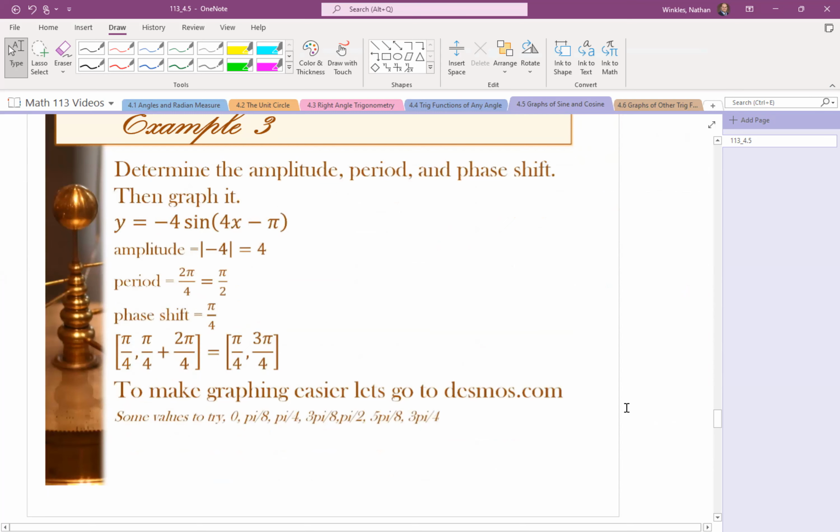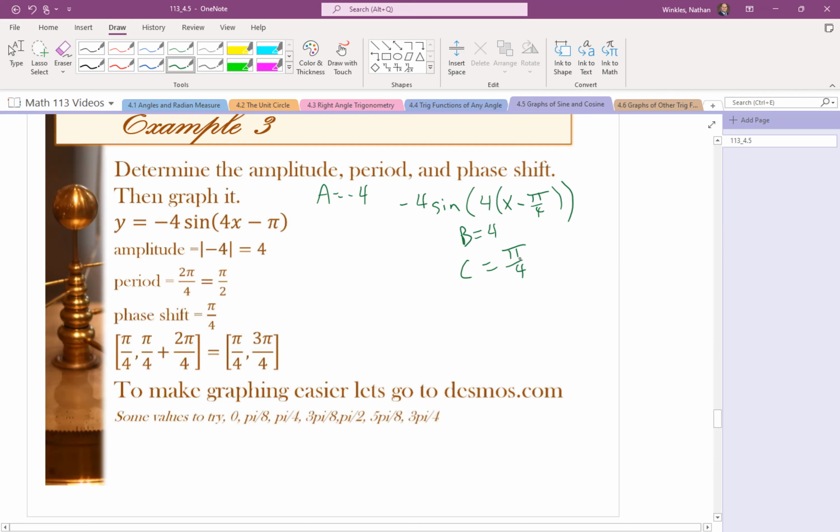So this one's a little bit different in terms of what we're doing, but we're still going to do the same thing, that our A is -4. Inside of here, what we'd want to do is make this -4 sine of 4 times x minus pi over 4. So then we can identify that B is 4 and C is pi over 4.